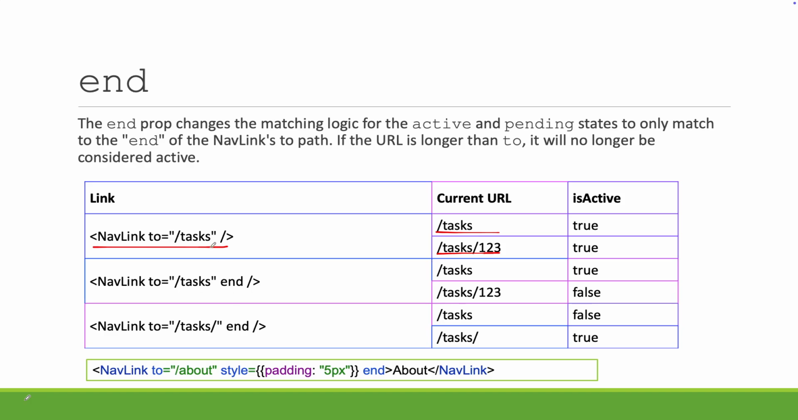But if I add the end, /task can still be considered true because it's an exact match. And if I do it this way, with /task/123, it's going to be false. Previously without end, it's true. Now with the end, it's going to be false. Let me show you this one.